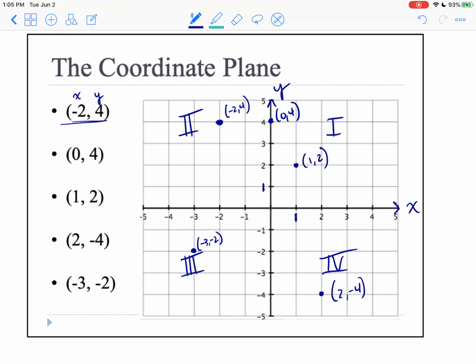Now I know you might all know this already, but it's just really important to have a good grasp on which quadrants are which and which coordinates are positive or negative in each quadrant.